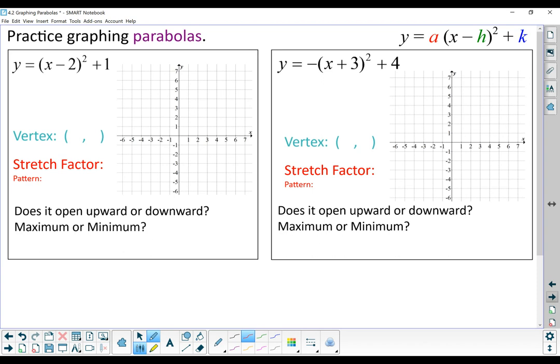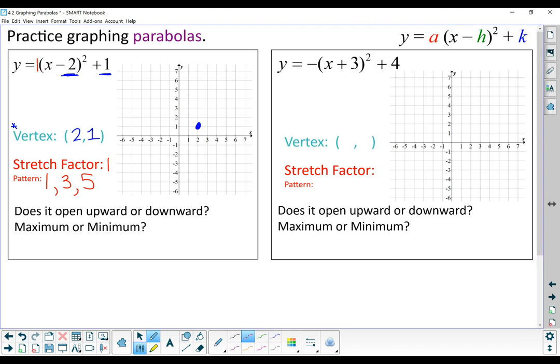So we're going to graph this first parabola. It just has a stretch factor of 1. So it's going to follow our regular 1, 3, 5 pattern when we graph it. But before we graph the shape on the coordinate plane, we need to know the location of the vertex. And so we look at these numbers here. Just like with absolute value, we have the horizontal sign change. So this is going to be +2 and +1. So here is the vertex of our parabola.